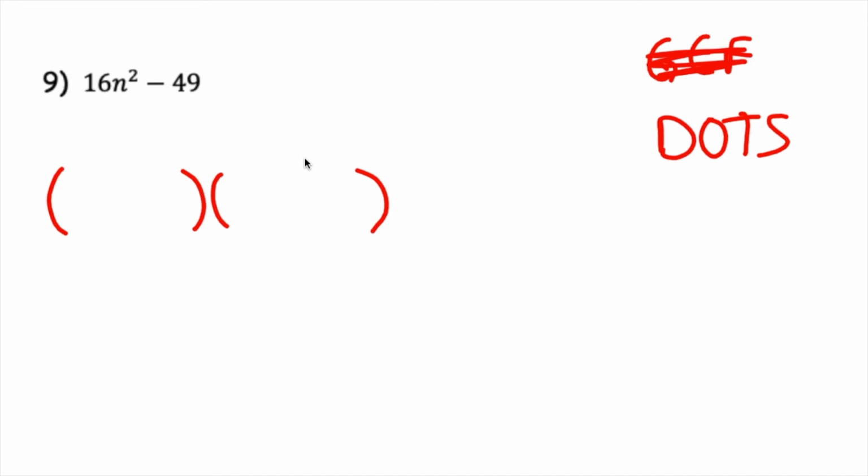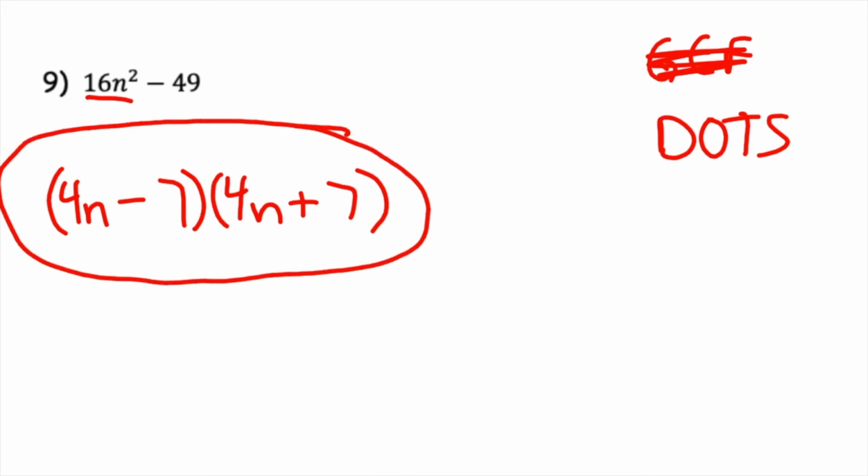So again, for our first term here, 16n squared, we know we're going to have an n in both of them, but we also need the number that multiplies by itself to get 16. So that's a 4. So they both start with a 4, and then with the n squared, they both also get an n. One's a positive and one's a negative. It doesn't matter which one. I'll mix them up for this one just to show you that it doesn't matter. And then 49 is 7 times 7. So that is your final answer there for number 9. That is completely factored.